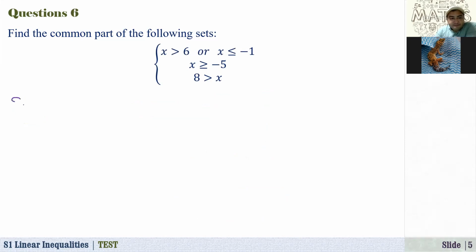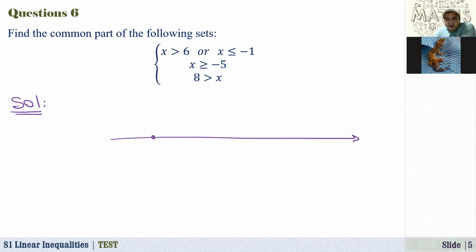Question 6. Find the common part of the following sets. The first one says, again, let me just draw a number line. So -5, -1. Let me just label those numbers.